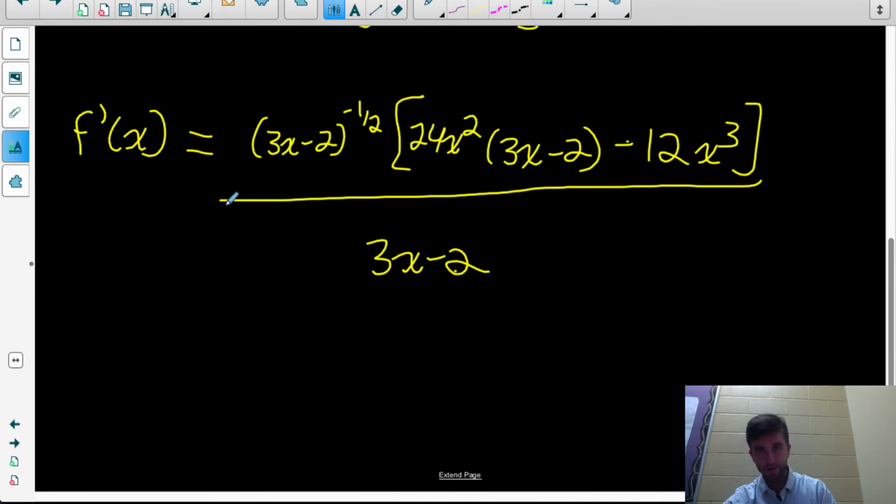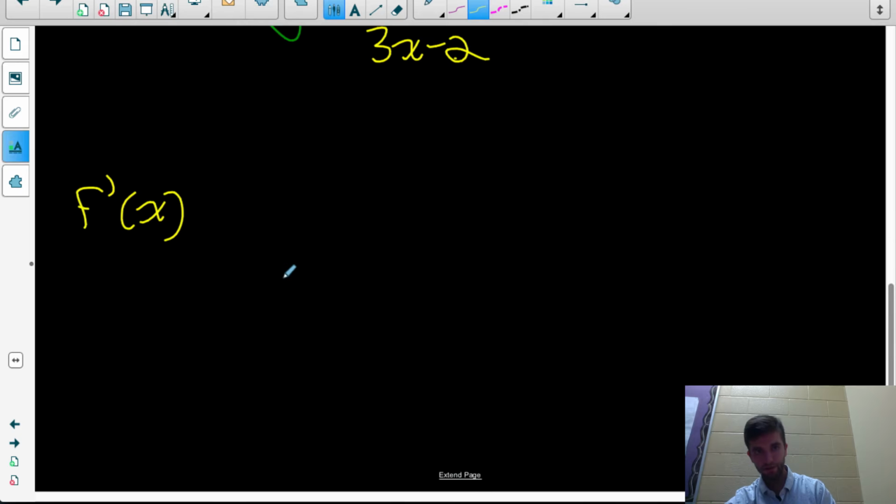What I'm going to do next, I'm going to simplify this factor right here by expanding and collecting. But also, I'm going to bring this power to the denominator to change the sign of its exponent to become positive. So we'll do that all in one step here.